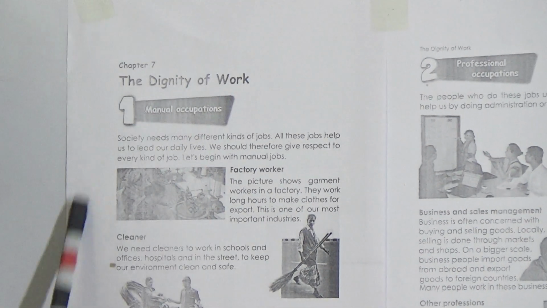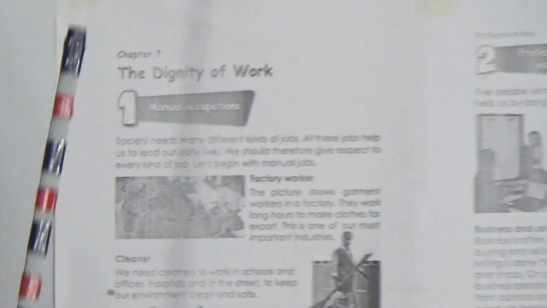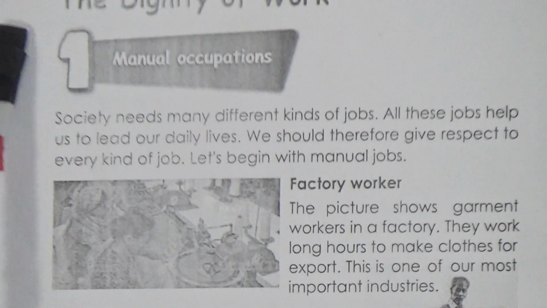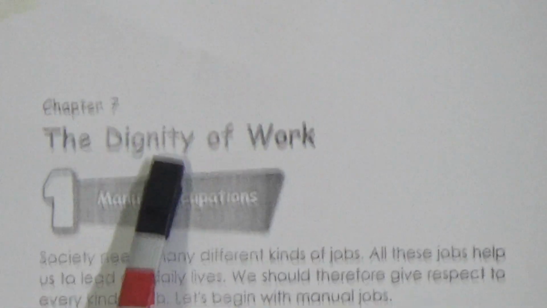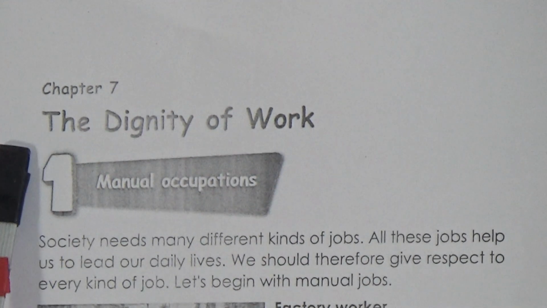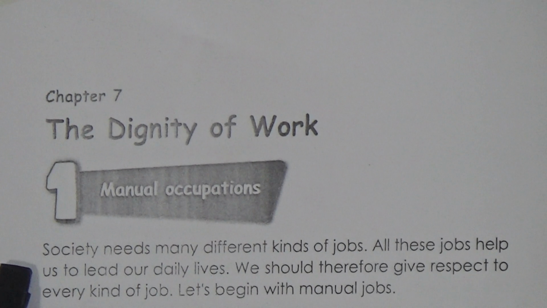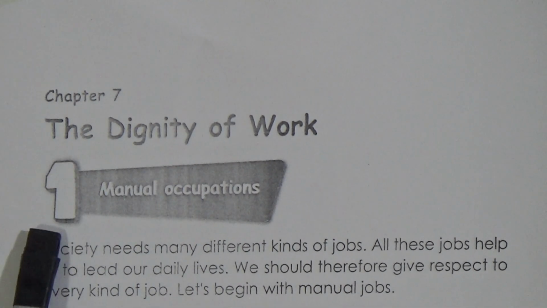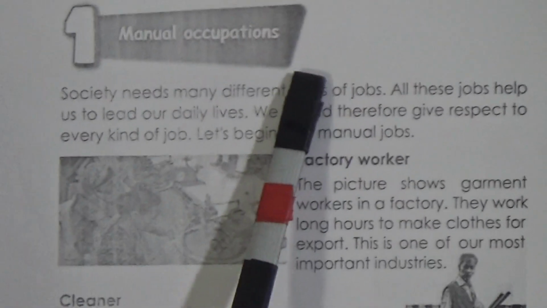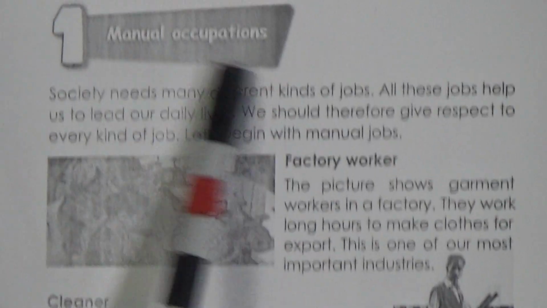So, dear students, today we are doing chapter 7, the reading done of the chapter, and the name of the chapter is The Dignity of Work. This is on page number 32. Now, lesson 1, Manual Occupation. The first lesson is Manual Occupation.